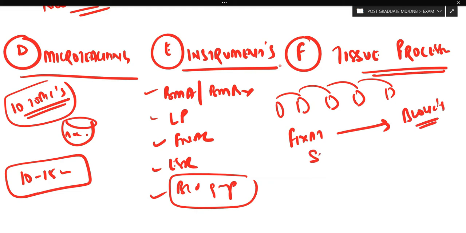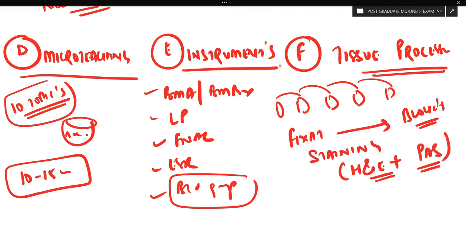Along with that, all the different types of staining techniques that are there. At least you should know how you can perform H&E along with one special stain. Mostly they ask you to perform PAS staining. So go in the tissue processing room and see what is happening. Okay, you will not take a lot of time.